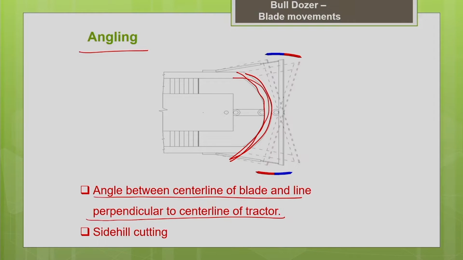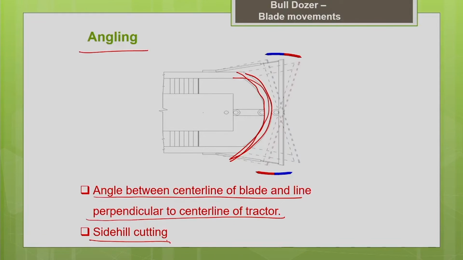So if you are going to work on one side of a road, say for example you are doing some pipe laying, you need to backfill the trench. So you are working on one side of the road. In that case you can easily angle the blade and backfill the trench.